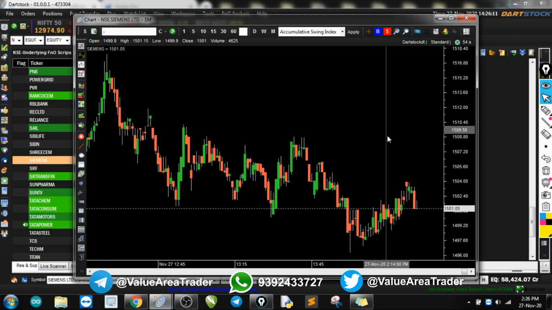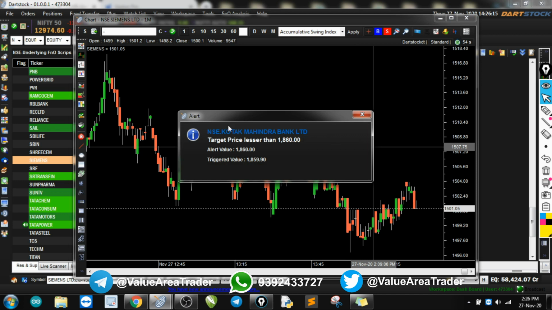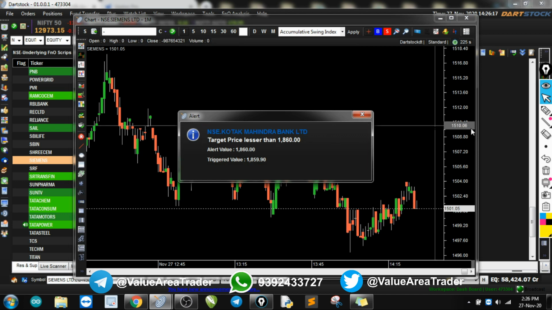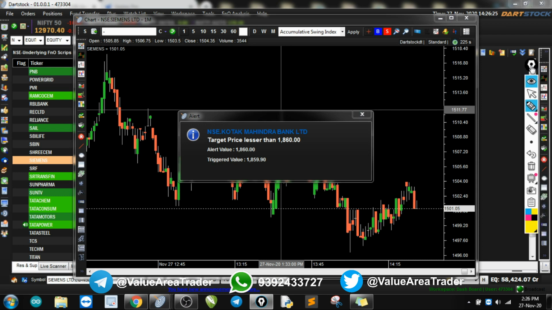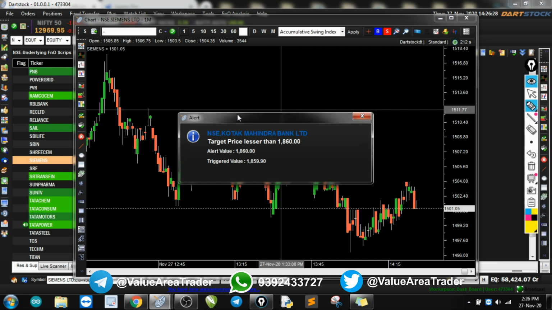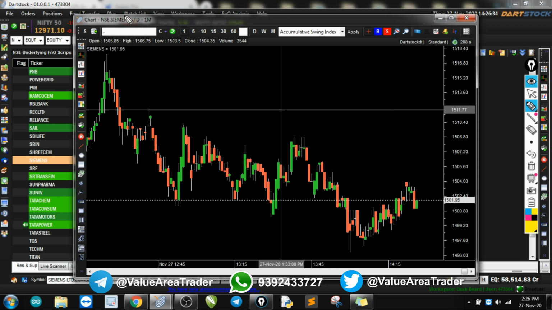Okay, I'll just right click on Siemens and then go to tools here. Right now, I think I had a trigger in Kotak Mahindra. As you can see, Kotak Mahindra, I'll just mark it. Why is this not getting on? Okay, anyways, Kotak Mahindra just got a trigger. You can see 1860, less than 1860. I got a trigger in Kotak Mahindra. So anyways, I was talking about Siemens.